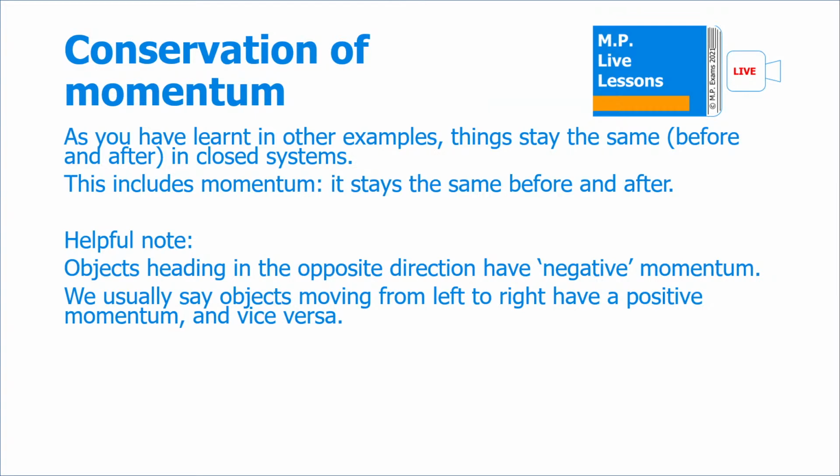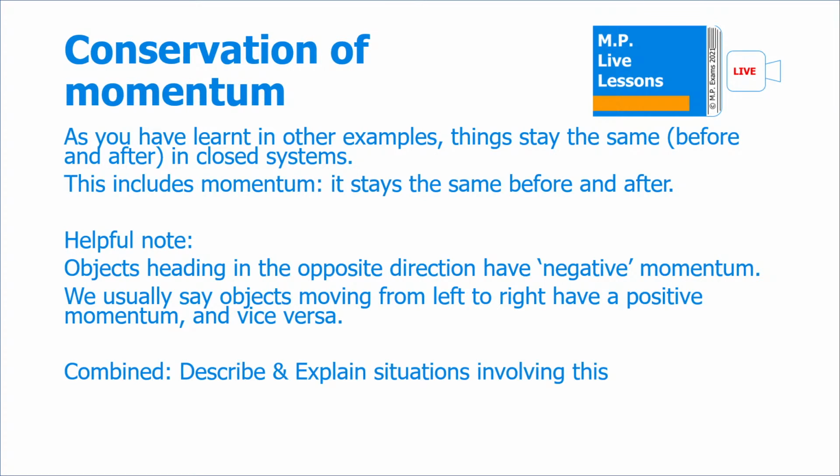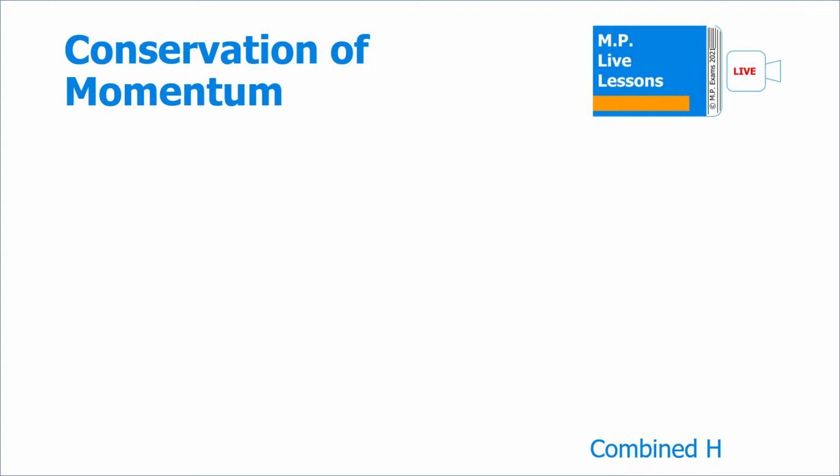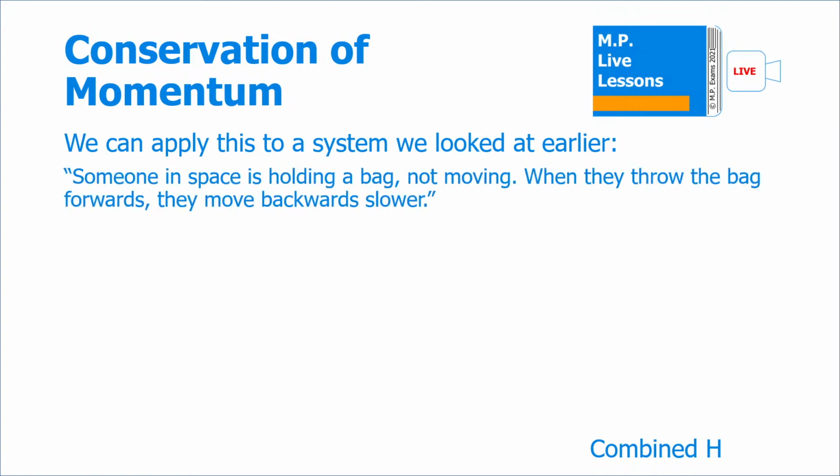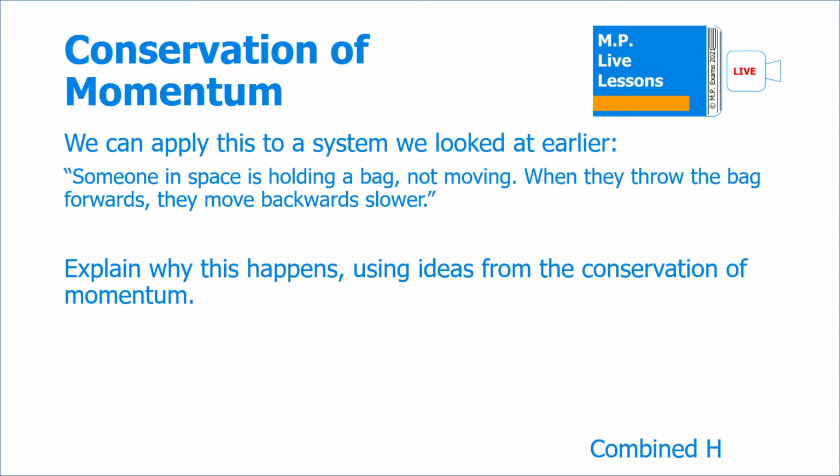Now, two different things can happen depending on the paper you're taking. If you take combined science, you only need to describe and explain situations involving this, whereas triple science will need to involve a bit of calculations with this. Now we can apply this conservation of momentum to what we looked at earlier. So someone in space is holding a bag, not moving. When they throw the bag forwards, they move backwards, but slower. So explain why this happens using ideas from the conservation of momentum.